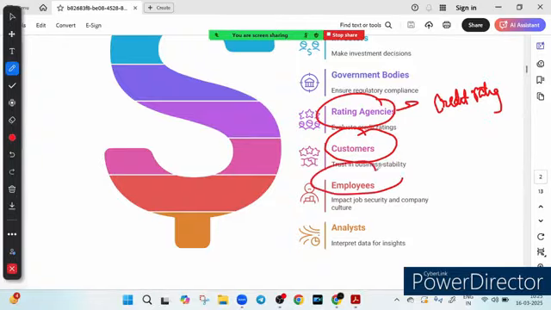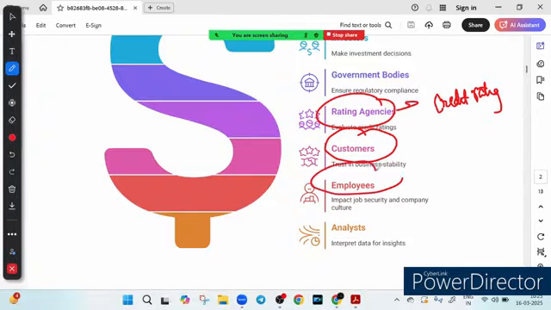Then we have employee. Job security and company culture are directly impacted by the firm financial standing. No one wants to work for a company which is on the brink of collapse. And finally, analyst, experts. Experts interpret financial data to provide valuable insight, guiding business and investor toward a smarter strategy.